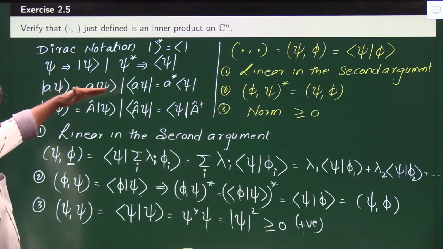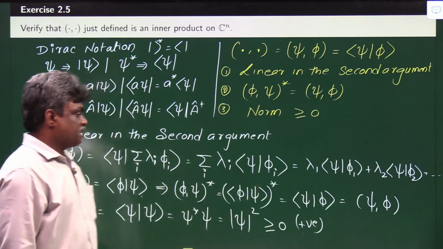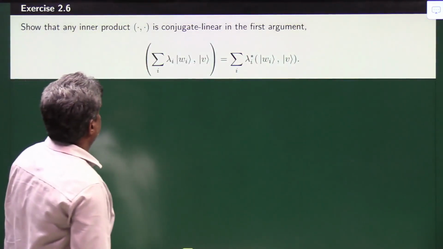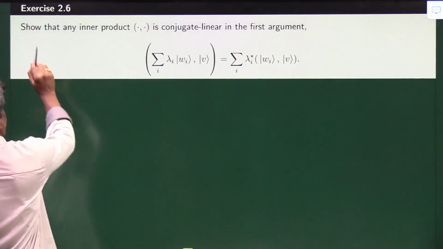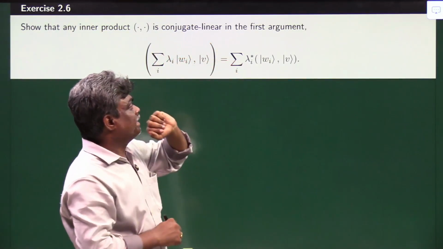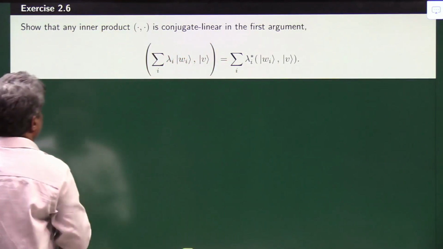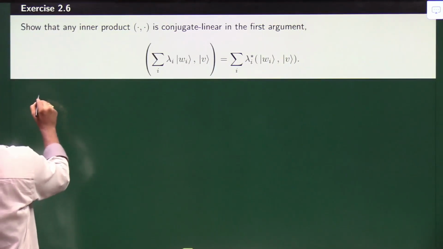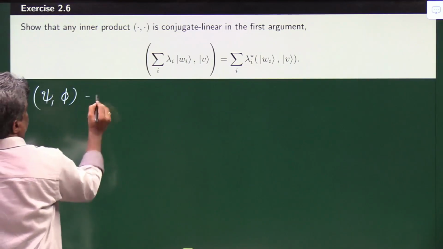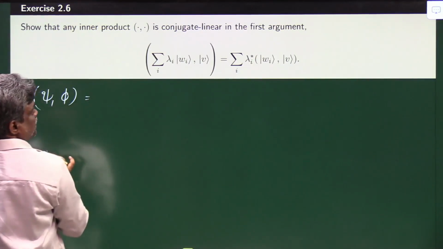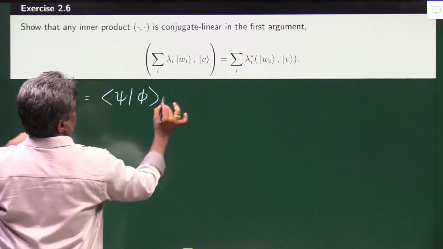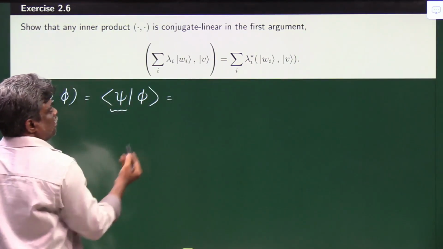So here we have discussed the three properties of this inner product, and the next one we will discuss as another property. Here they are asking, show that the inner product is conjugate linear in the first argument. Okay, so let us take this inner product. Here I am taking psi comma phi, and I'm using the Dirac notation for this. I'm talking about this first argument here.